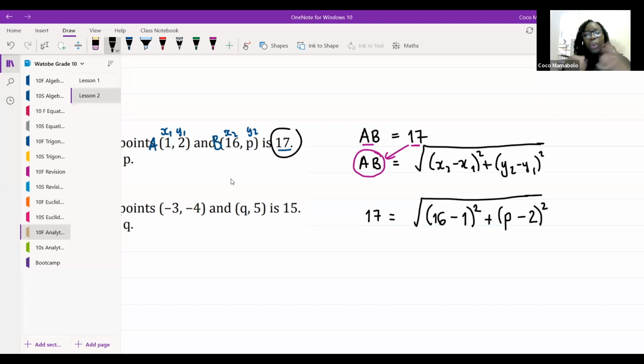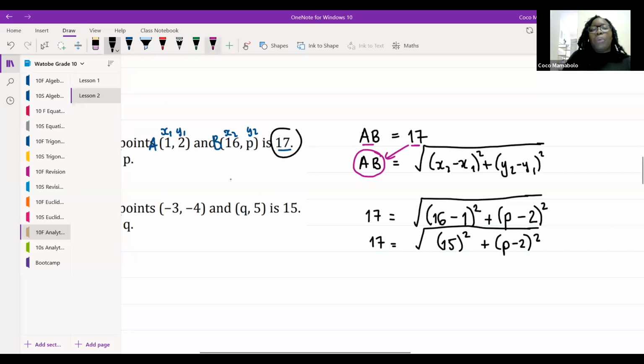So we're going to do some quick maths here. I'm going to get 17 is equal to the square root of 16 minus 1 will give us 15, all squared, plus P minus 2, all squared. Now, guys, I want to get rid of the square root. How do I get rid of a square root, guys?